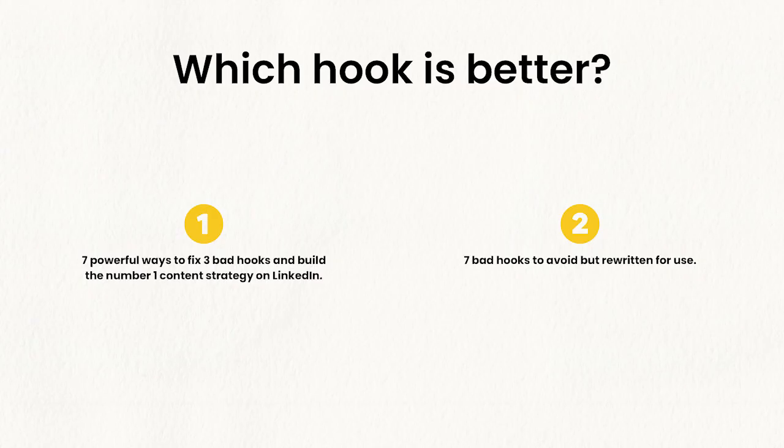Okay, this one is a bit trickier. Final one here. 7 powerful ways to fix 3 bad hooks and build the number 1 content strategy on LinkedIn, or 7 bad hooks to avoid but rewritten for use. 1 or 2. That is a harder one. Yeah, it's a harder one.